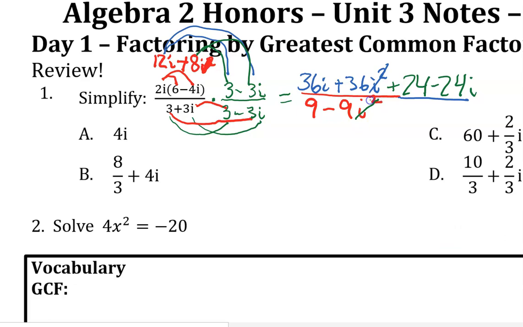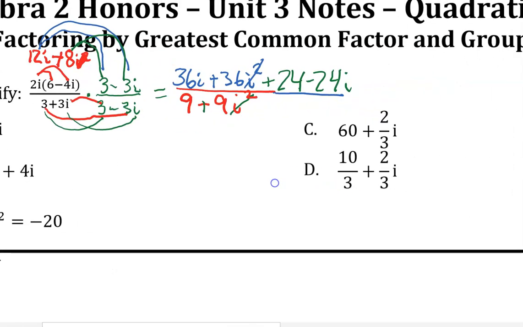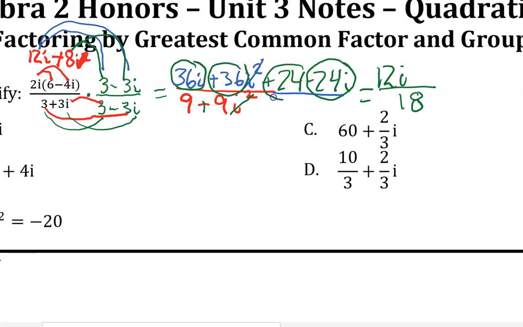Again, in the bottom of our fraction, in our denominator, we have i squared, which is negative 1. Negative 1 times negative 9 is positive 9. So in the denominator we have 18. In our numerator, we have 36i minus 24i, which is 12i. And then for our number portions of our numerator, we have positive 36 plus 24, which becomes plus 60.